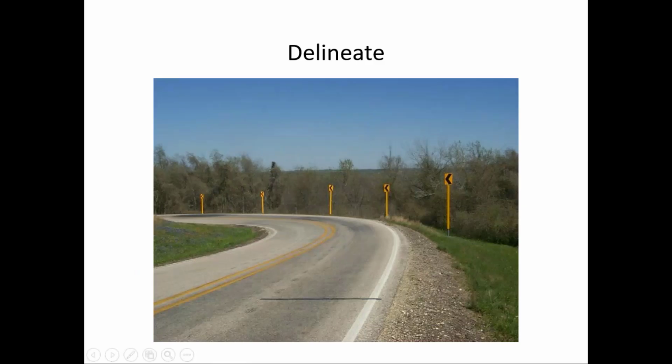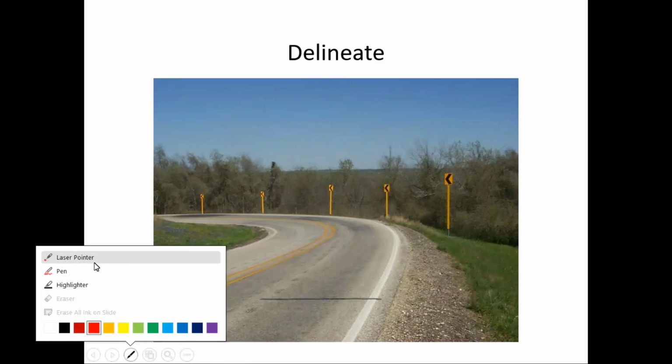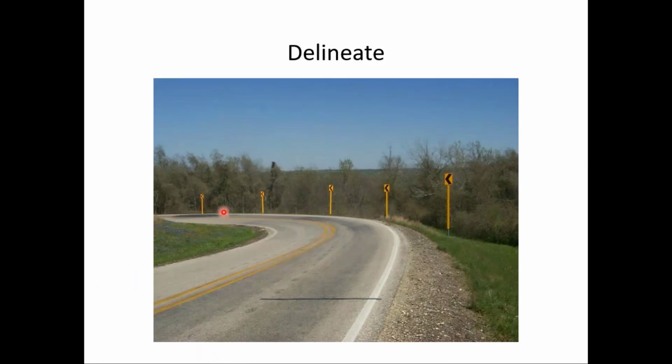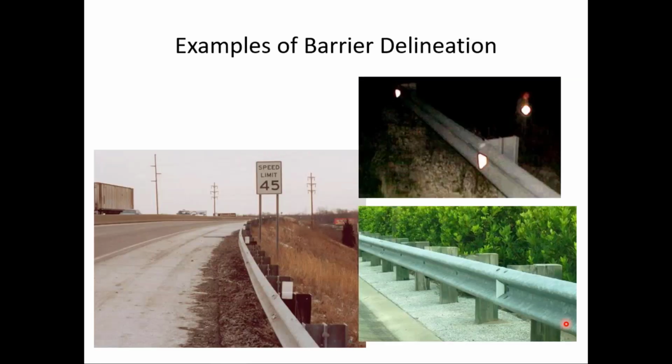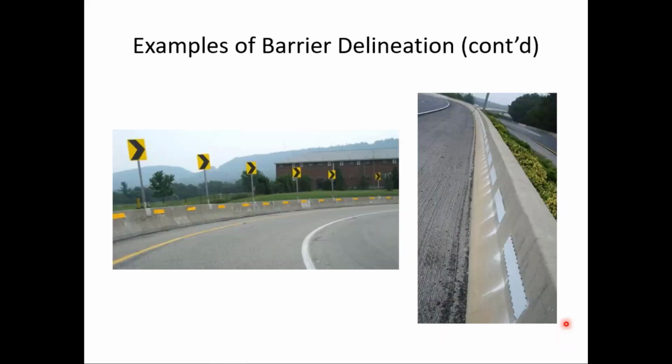I may have showed this image earlier as well, but notice these are the chevrons, and they're using the reflective sleeves to highlight or better delineate the chevron. So I would call that delineation as well, of both the curve and the traffic control devices, the chevrons. I think we mentioned barrier delineation as well. You could delineate the guardrail itself as you see here, or delineate concrete barriers as you see here.